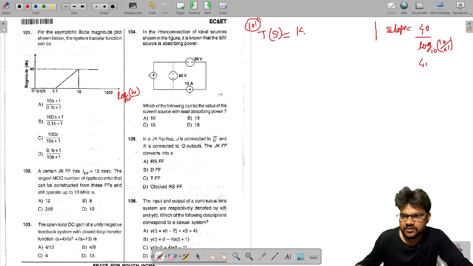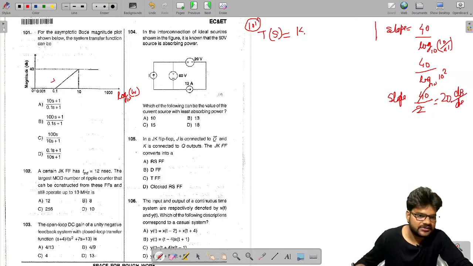So this is 40 by log 10. Then this is 100, 100 means 10 to the power 2. So 2 will come in here, then this is going to be 40 by 2. So this is 20, because log 10 10 will be 1 here. So slope is 40 dB per decade. So this is 40 dB per decade. So this slope is plus 40 dB per, plus 20 dB, not 40, this is plus 20 dB per decade. Right, it means that at 0.1 there must be one 0. Okay, so this is 1 plus s by 0.1.